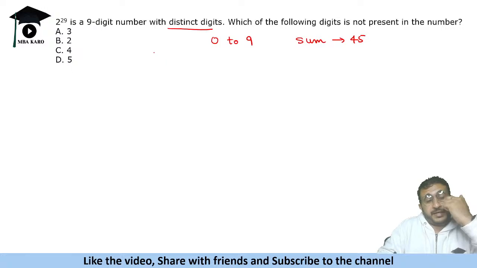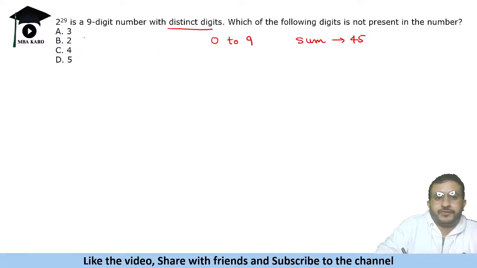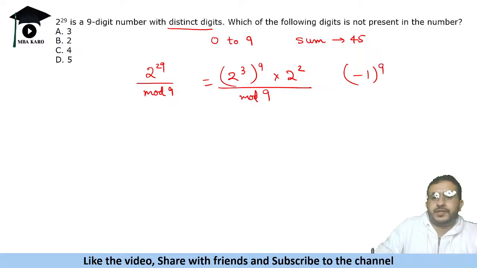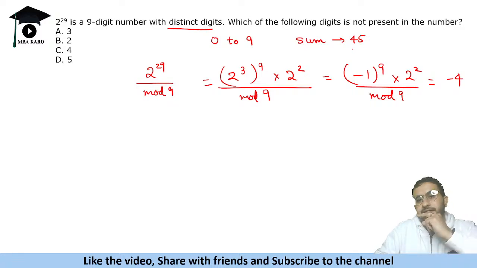Now what we will apply here is we will apply remainder from 9. So let us find 2 to the power 29 mod 9. ठीक है. 2 to the power 3 is 8. 2 to the power 9 है 2 to the power 27 बन जाएगा इंटू 2 स्क्वायर. ये बनेगा -1 to the power 9 इंटू 2 स्क्वायर, -1 and 4, -4. ठीक है, रिमाइंडर इज -4.